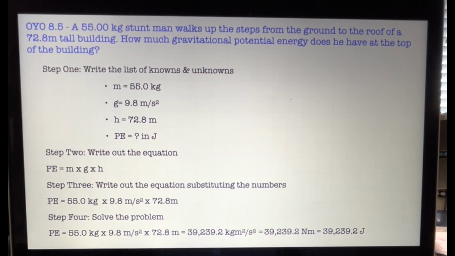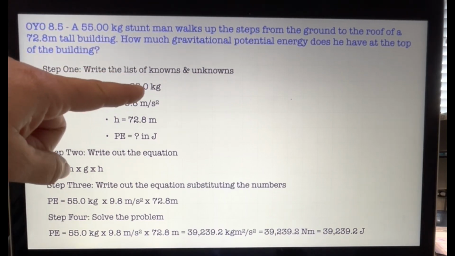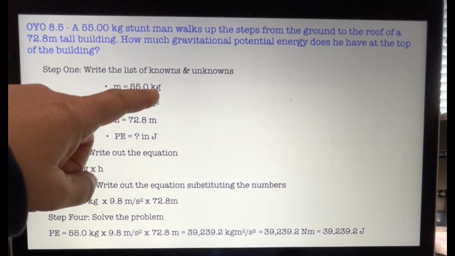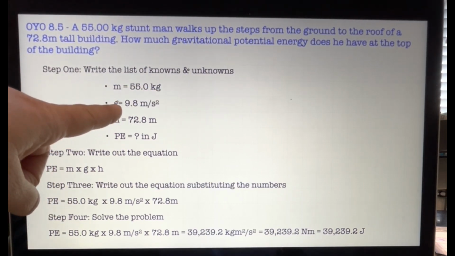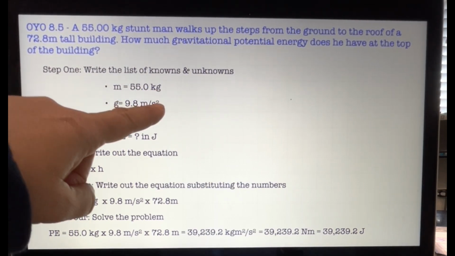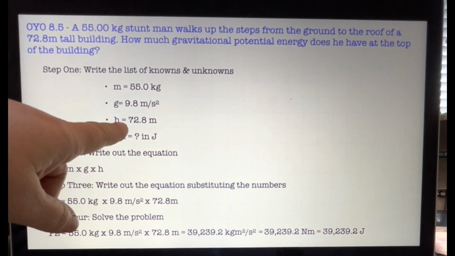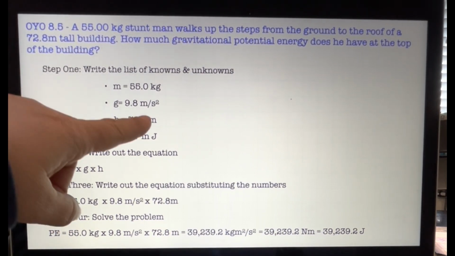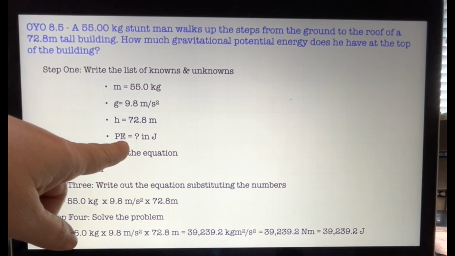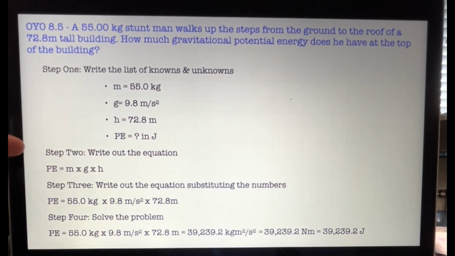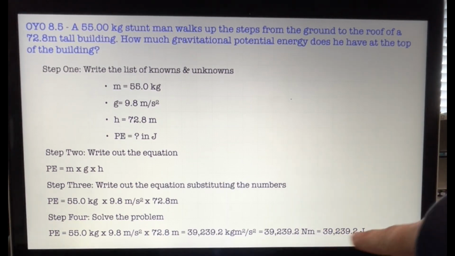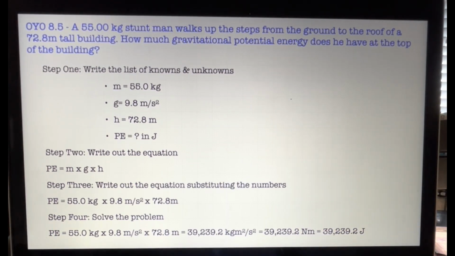Step one, always write what you know. We know his mass is 55 kilograms. Gravity, as always, is 9.8 meters per second squared. The height of the roof is 72.8 meters. We're trying to find the potential energy. Step two, write out the equation. Step three, write out the equation substituting the numbers. Step four, solve the problem. The answer is 39,239.2.